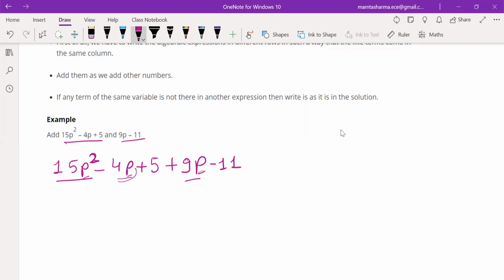Yes, minus 4p and 9p, and plus 5 and minus 11 also. Wait. If they are like terms, then they could be added. Now, what will be the result after addition? Tell me.